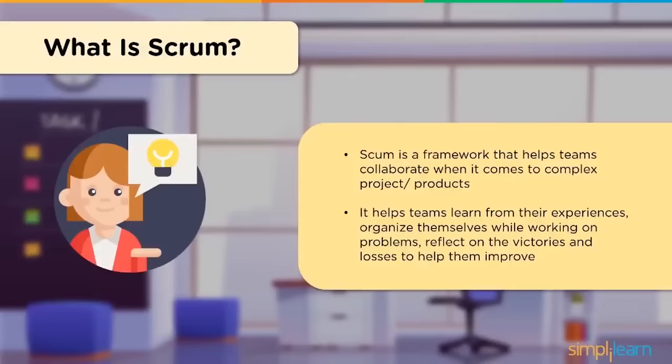Scrum is one of those things that's really easy to understand, but very difficult to master. And although Scrum is seen to be used generally by software development teams, its principles and themes are pretty universal and can be used with just about all kinds of teamwork. With Scrum, teams are able to learn from their experiences, what worked out, what didn't, and things like that. They're also able to organize themselves to handle their problems effectively and basically improve themselves by reflecting on them.